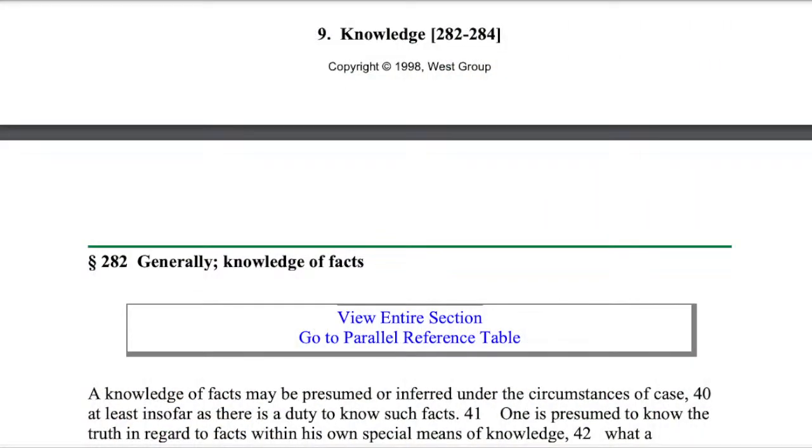Starting with Chapter 9 on knowledge from the American Jurisprudence on evidence. And here we're going to start with Section 282, which is generally the knowledge of facts. Let's get down to it.